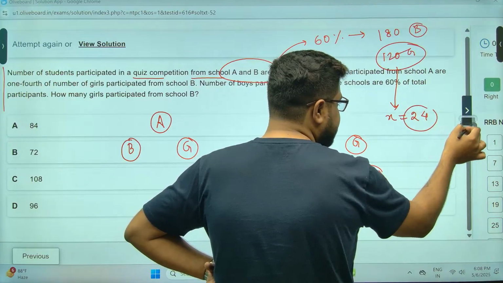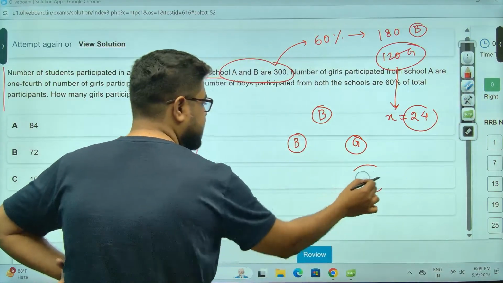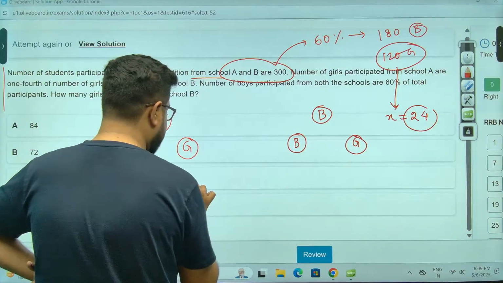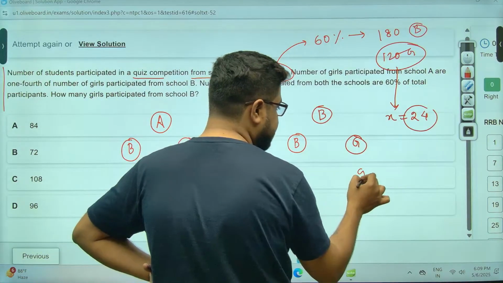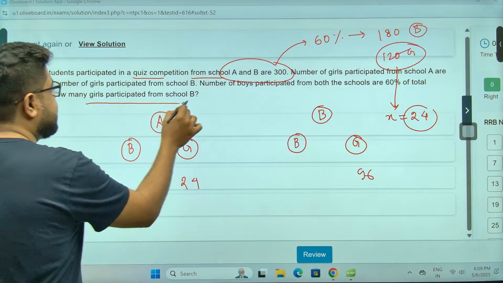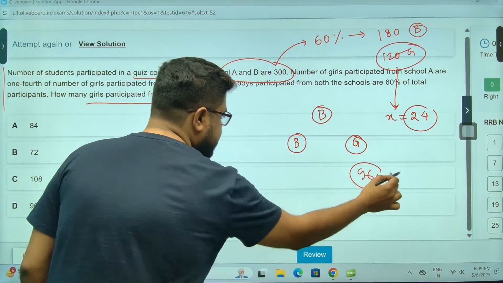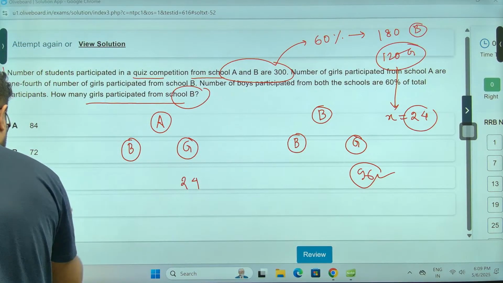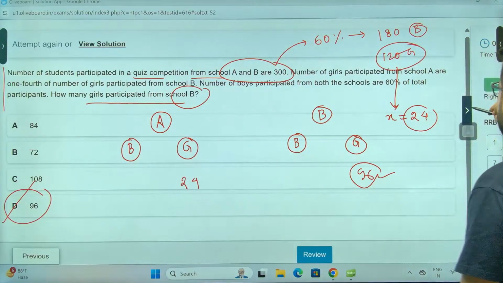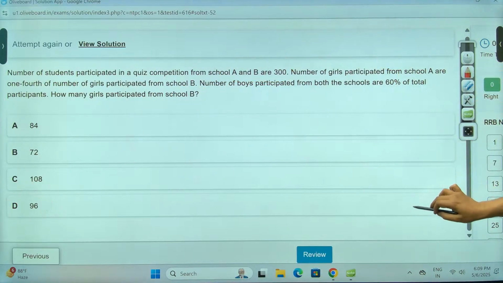So school A girls are 24 and school B girls will be 96. They are asking the total number of girls who participated from school B. The answer is 96, option D is the correct answer. And we got our answer, sir.